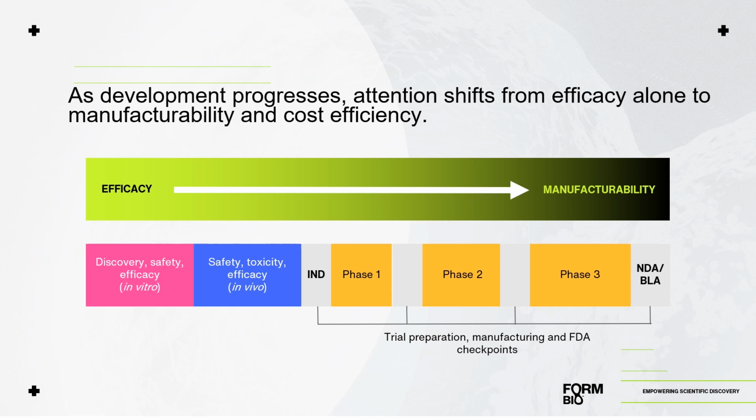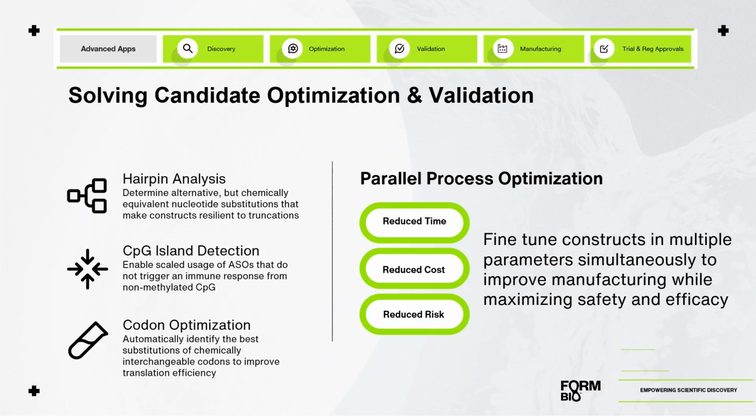So on the PharmBio platform, we built a model to optimize the design in silico before starting your manufacturing process. Our current model includes hairpin analysis. This will allow us to determine alternative but chemically equivalent nucleotide substitutions to make constructs more resilient to truncations. We have CpG island detection, where we enable the usage of sequences that do not trigger an immune response from non-methylated CpG islands, because a lot of the problems are linked to the immune response. So if we can lower the immune response, that's a big win.